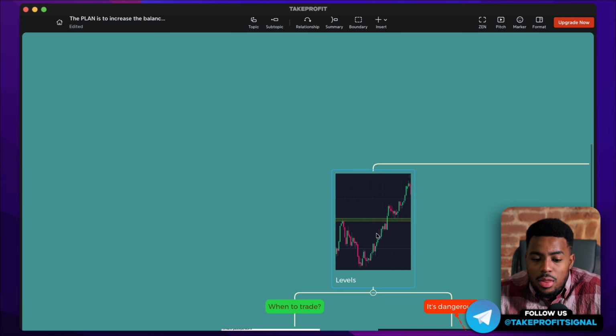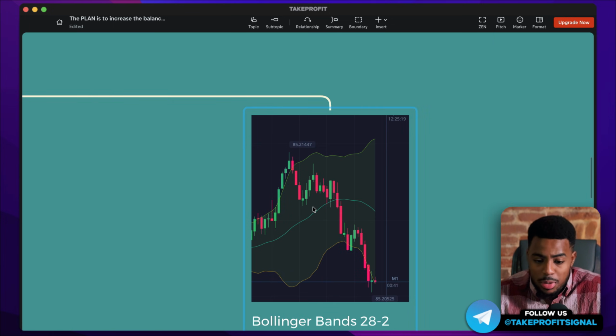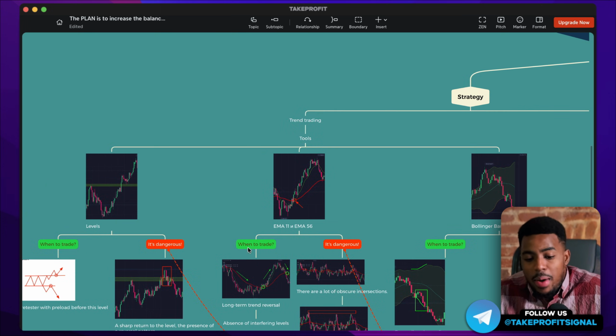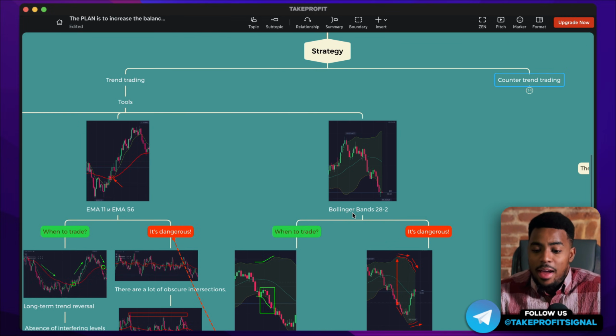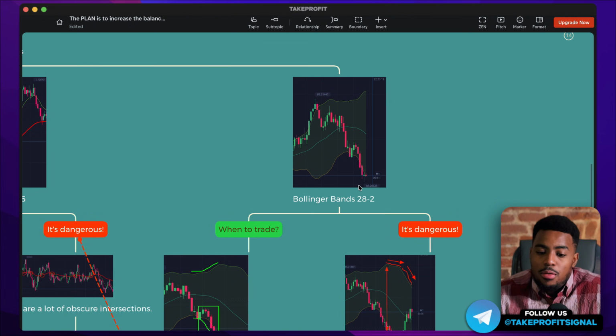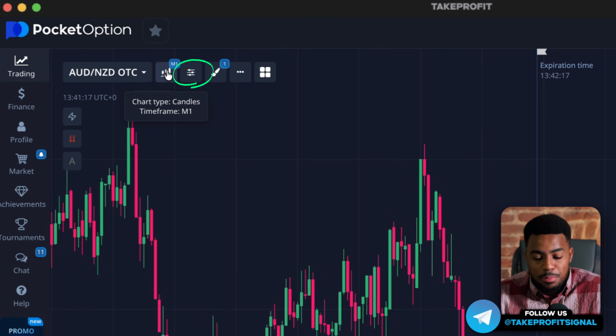I have prepared just 3 tools for you: levels, moving averages, and the Bollinger Bands indicator, which we'll use for trading today. You can combine any 2 tools. I have written clear and specific conditions for entering trades for each tool. So let's add the moving average lines for now.